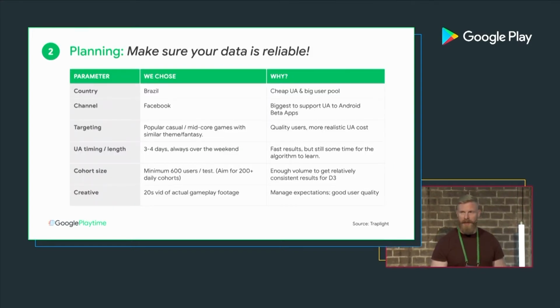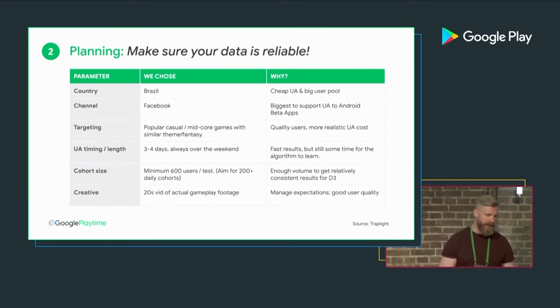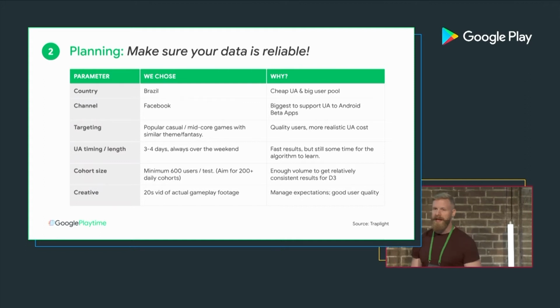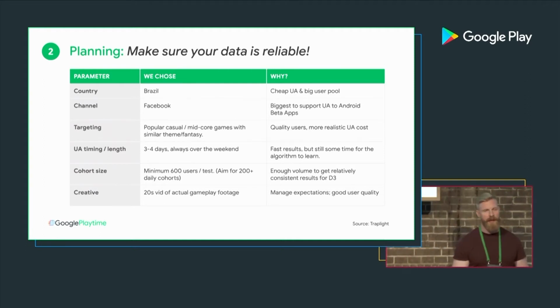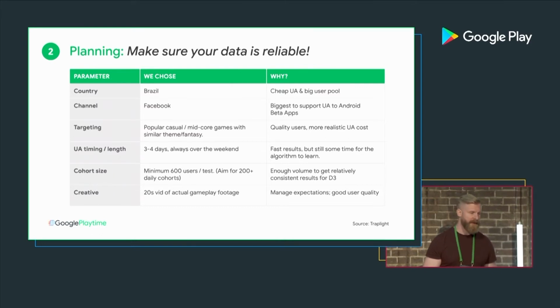After you have all the mentioned things ready, you need to plan your test. So the most important thing is to make sure your data is reliable. So how we approached it was to standardize all the test parameters. This is very important, especially on the targeting and on the creative, because even slight changes in the video or the targeting of your campaigns may affect your results significantly.